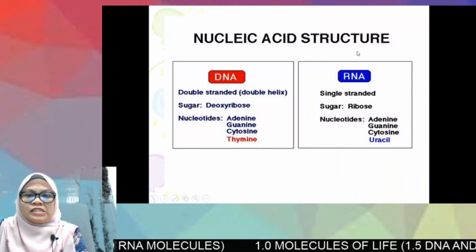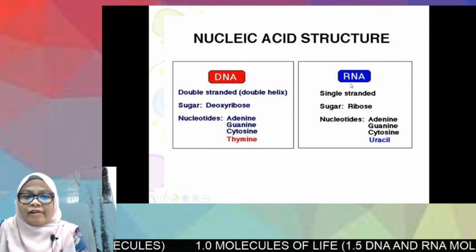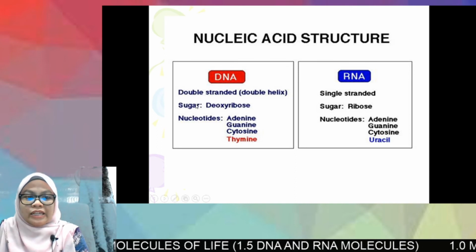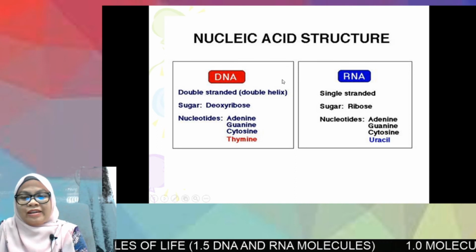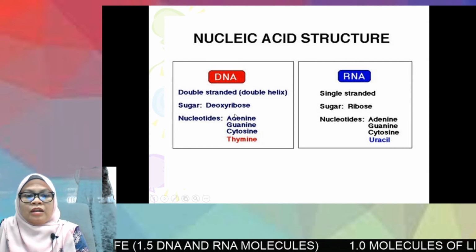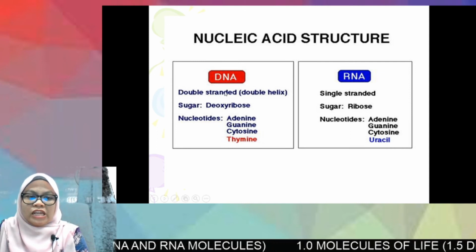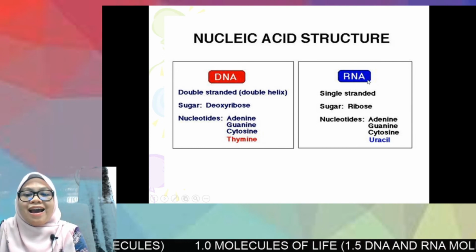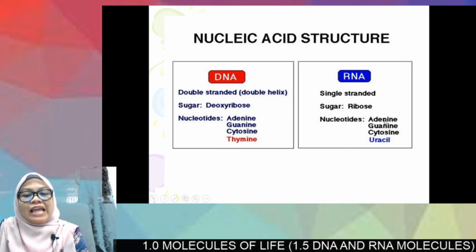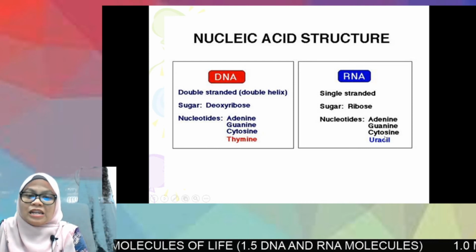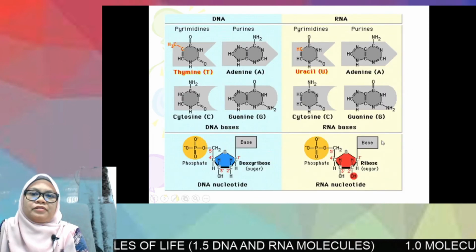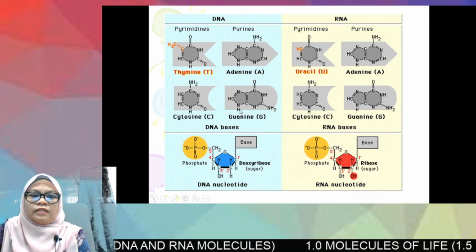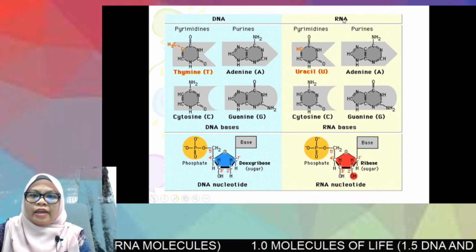So this is the basic comparison between DNA and RNA. DNA is double strand. RNA is single strand. The pentose sugar in DNA is deoxyribose. In RNA, the pentose sugar is ribose. The nitrogenous bases found in DNA are adenine, guanine, cytosine, and thymine. But in RNA, the nitrogenous bases are adenine, guanine, cytosine, and uracil. So this is the difference in terms of nitrogenous bases in DNA and RNA.